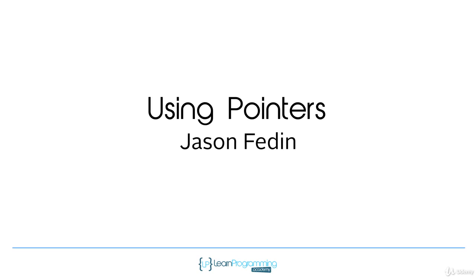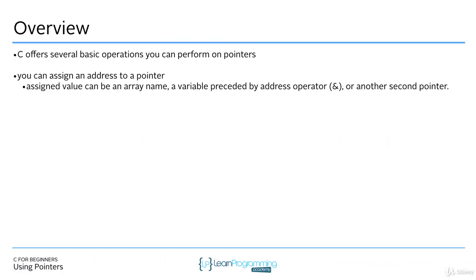So C offers several basic operations that you can perform on pointers. You can assign an address to a pointer, which we've learned about already. This is an existing variable where the variable has an address, and you just look at that variable's address by using the address of operator, and we have it pointed to it. We could also assign an existing pointer to another pointer. That's two ways you can assign an address to a pointer.